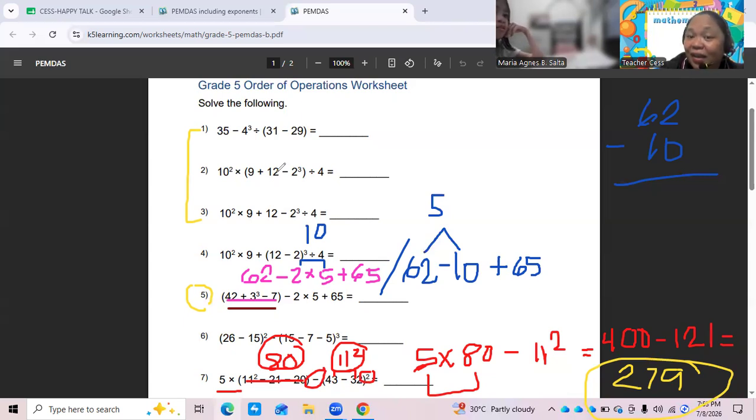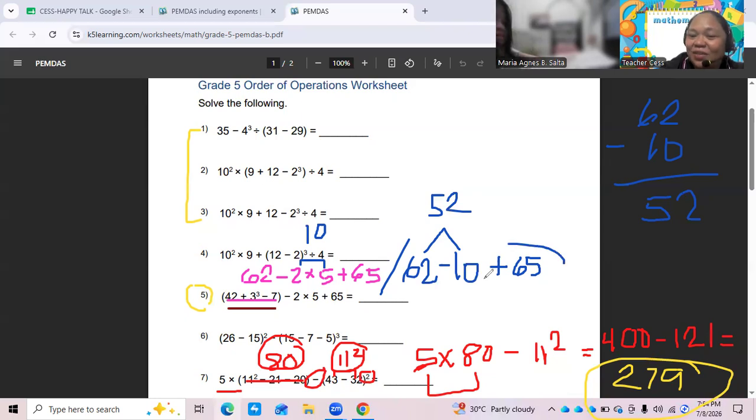59, 58, 57, 56, 55, 54, 53. Subtract, Mika. 2 minus 0 is 2, right? Then 6 minus 1 is 5. So that is 52. You will just subtract. Okay? You got confused.